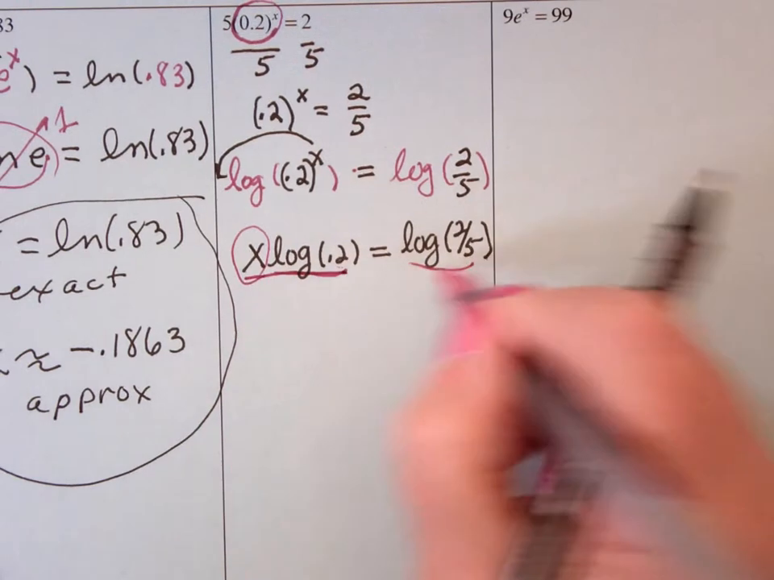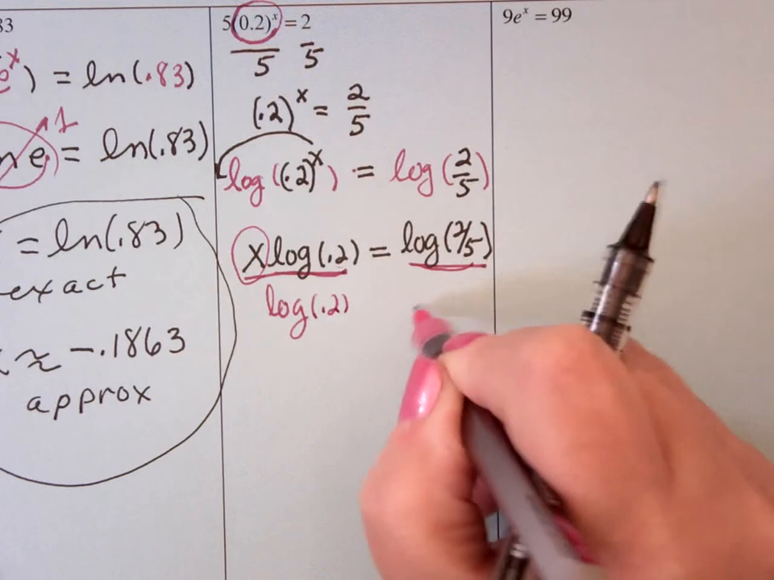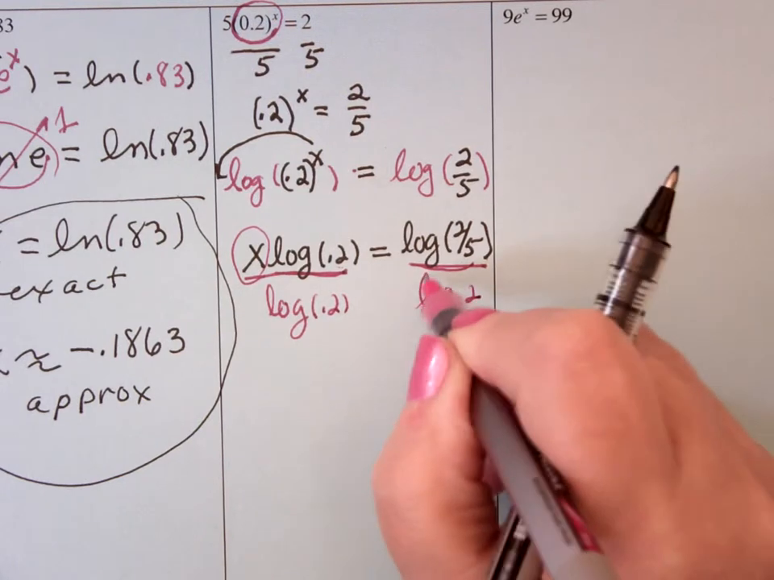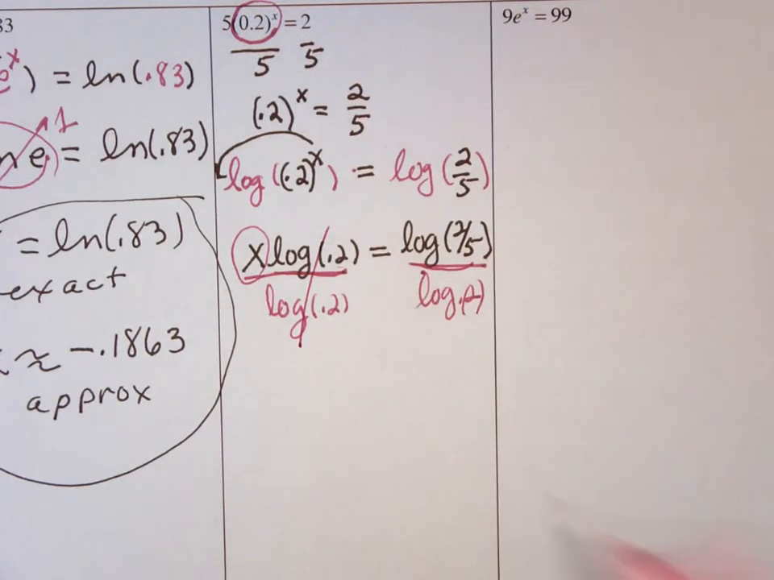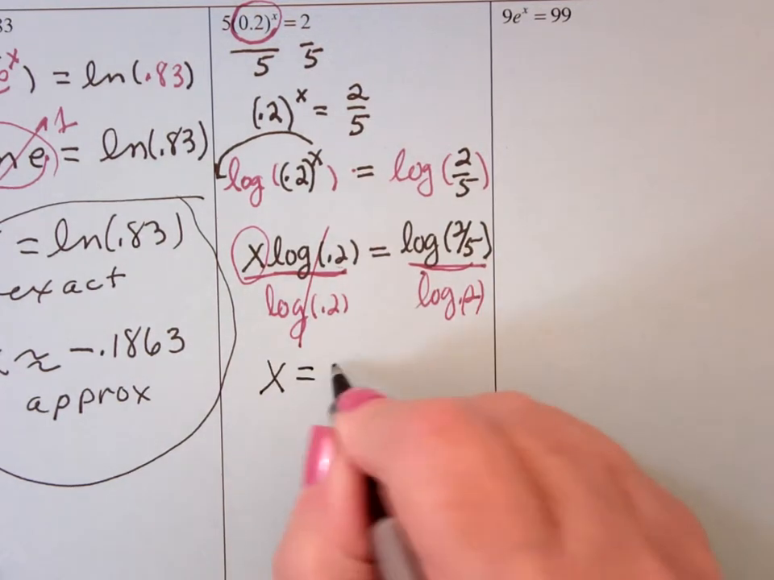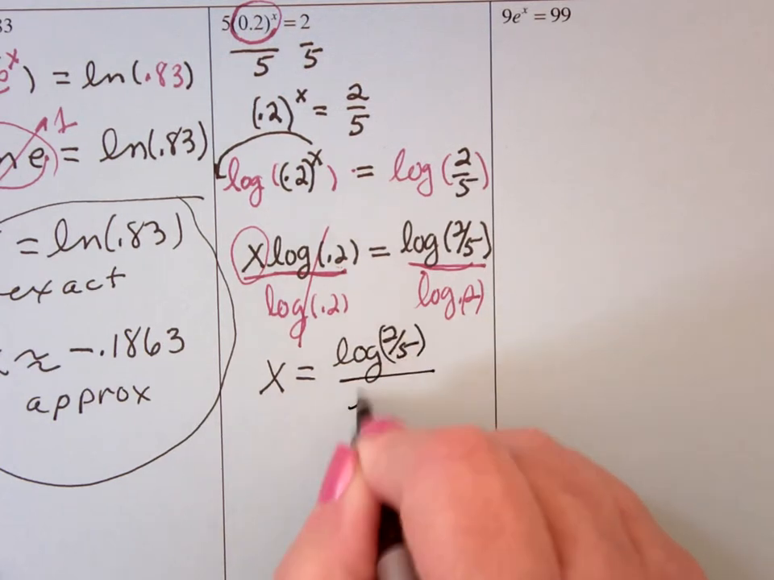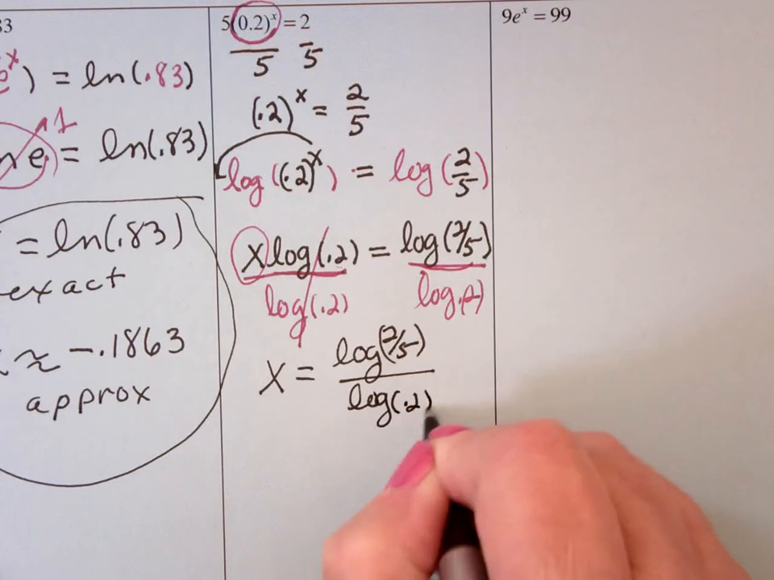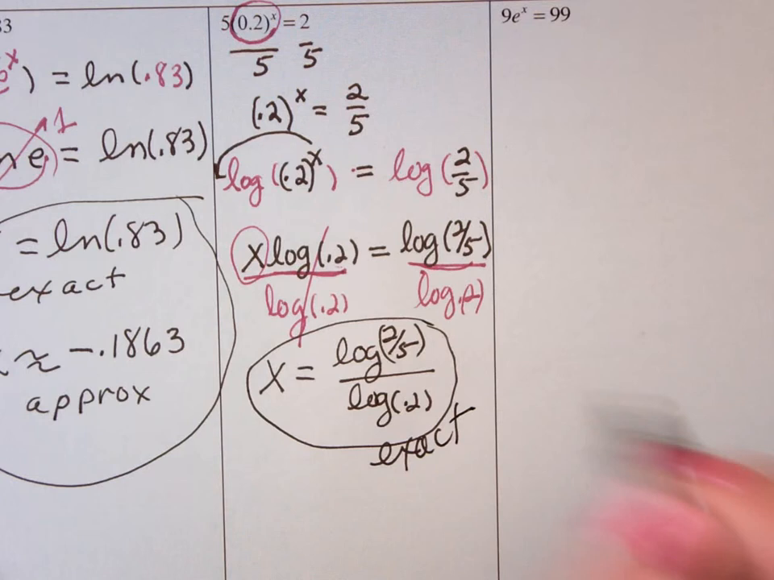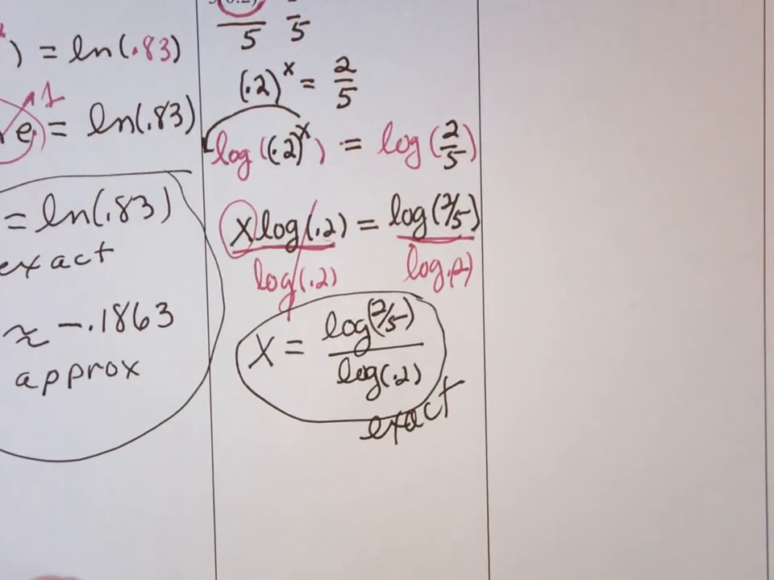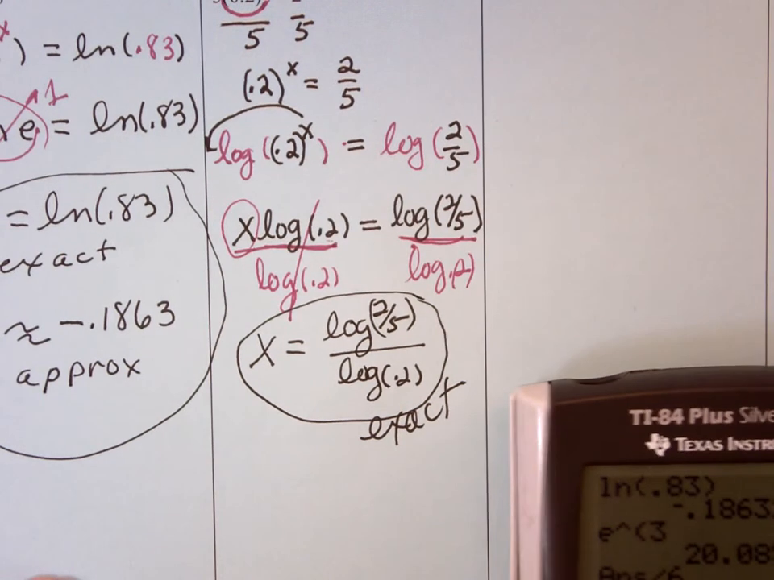So I'm going to divide both sides by the log of 0.2. The log of 0.2 cancels out on one side, so x is the log of 2/5 divided by the log of 0.2. That's an exact answer, and you can leave it that way. Unless it's an application problem, you don't need to turn it into a decimal. But I can if I like.